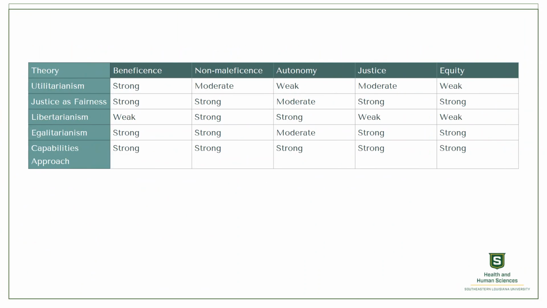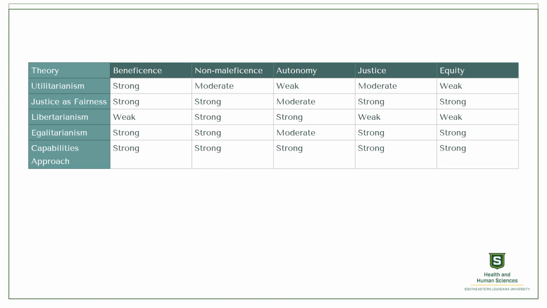So this is a very brief table that shows you where each of these theories is strong. Almost all of them are strong in beneficence, as you can see, but with non-maleficence, utilitarianism is kind of moderate. Autonomy, the utilitarianism is kind of weak on that, and capacities is strong on that.